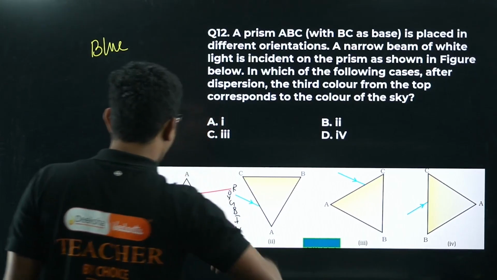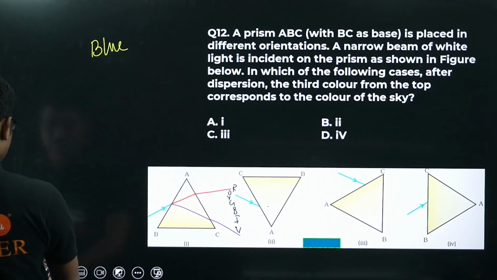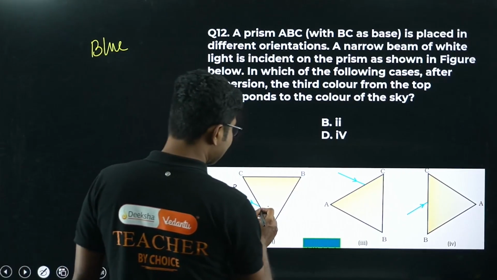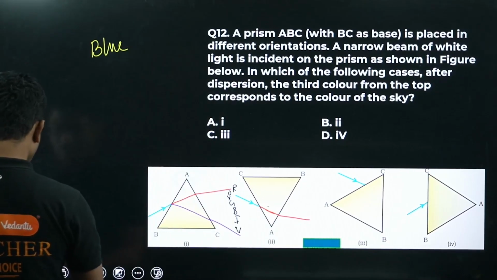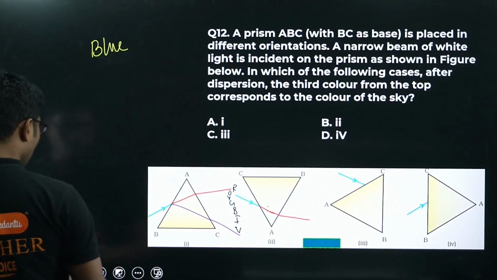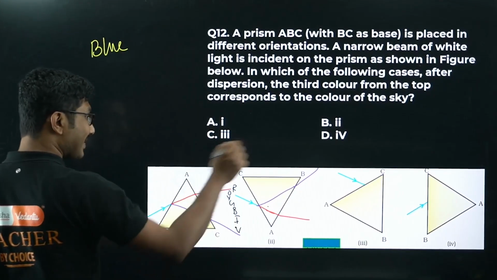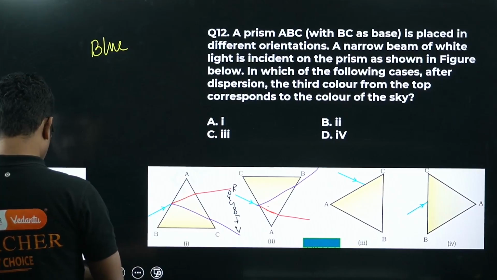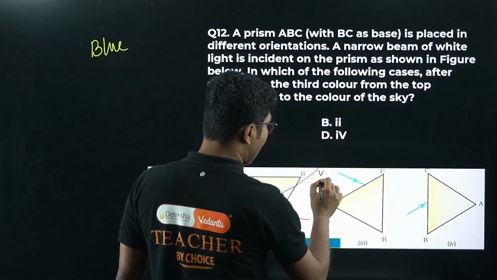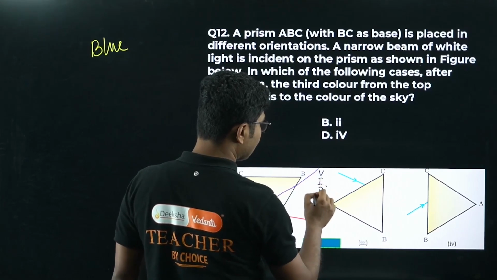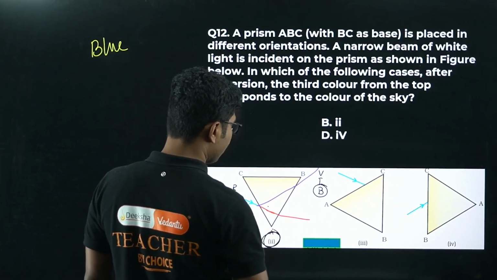right? And if you are considering this diagram, you will see that as usual the red will be scattered the least, so it will be the first color to come out, and violet will scatter the most. It will go like this and it will go in this direction. So in this case, if the prism is inverted, then you will get VIB in this order, right? So the third color from the top will be blue, that is the color of the sky. So the correct answer is option 2 in this case.